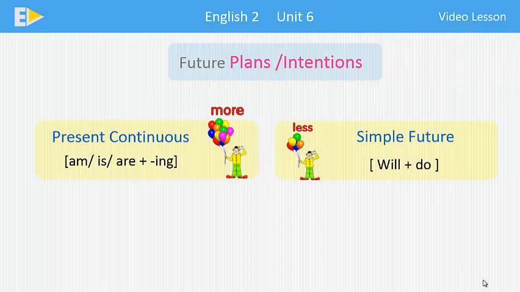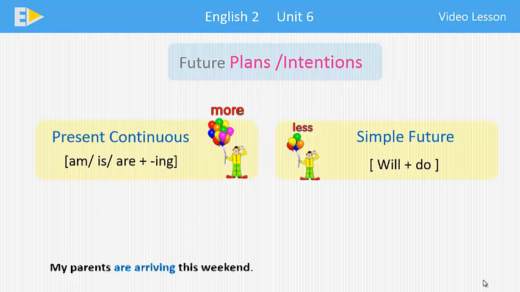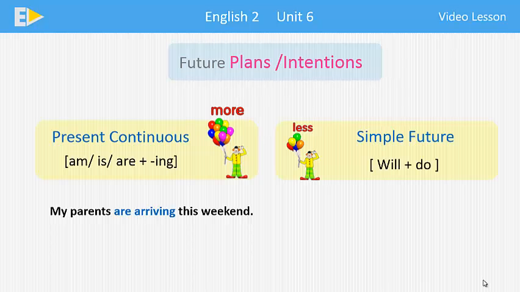In English, present continuous is more likely to be used to describe future plans or intentions, instead of simple future. We say my parents are arriving this weekend, much more than my parents will arrive this weekend, even though both of the two sentences are correct.